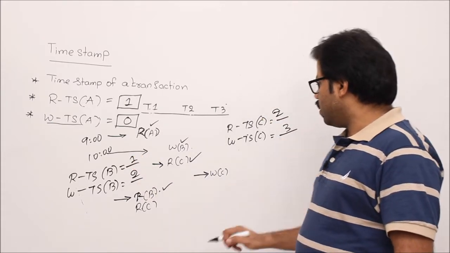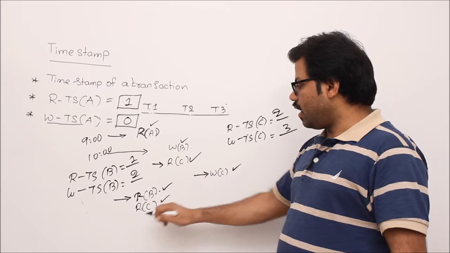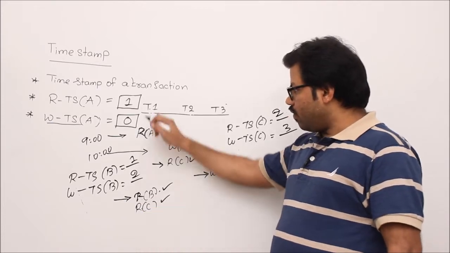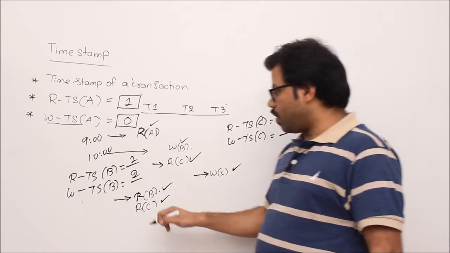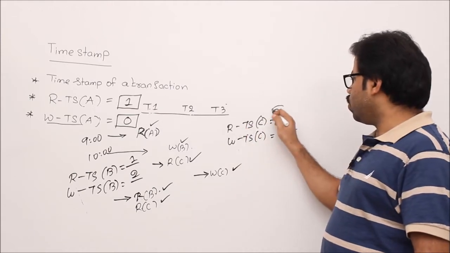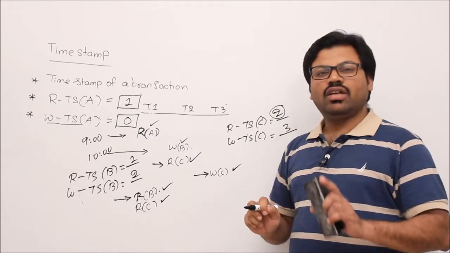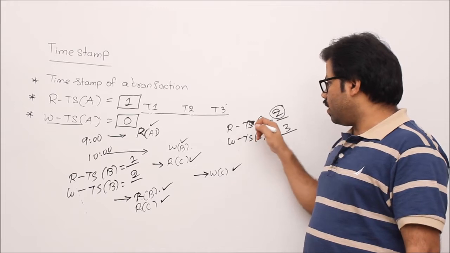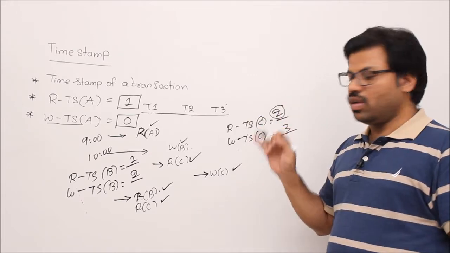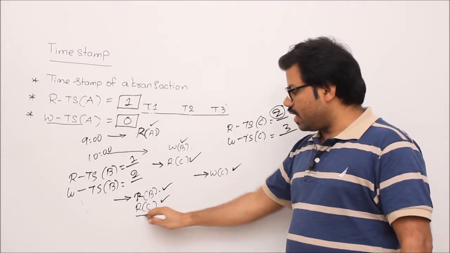Then after that, the write timestamp is done. Now this one, read C. Whenever T1 reads it, go to the read timestamp of C, which is already 2. That means the youngest transaction which read this variable C so far is 2. But now after that, T1 is reading, correct?